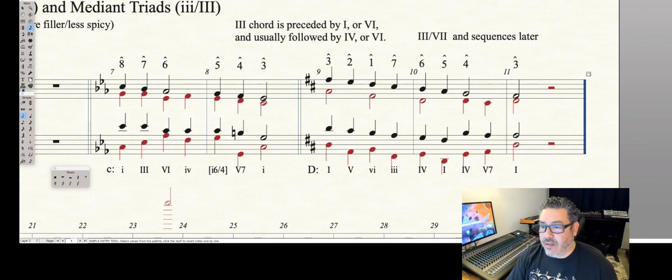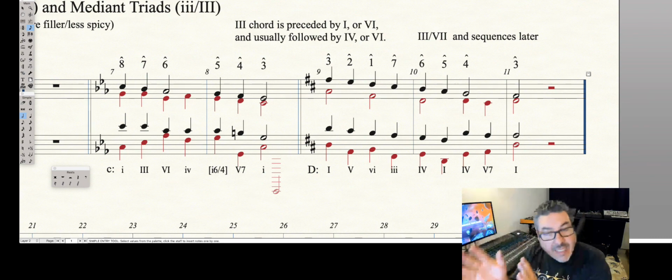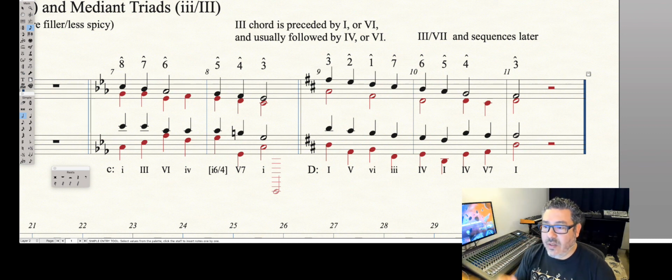Okay, good. And let's look at the progressions. So therefore, a 3 chord is preceded by 1 or 6. So in this example, the 3 chord is preceded by 1. And in this example, the 3 chord is preceded by 6. And then it's followed by a 4 or 6. So after the 3 chord, it goes to 6. Or after this 3 chord, it goes to 4. So these are your examples, generally speaking, as far as within progressions. Again, not observing sequences or how 7 chords interact with 3s also.